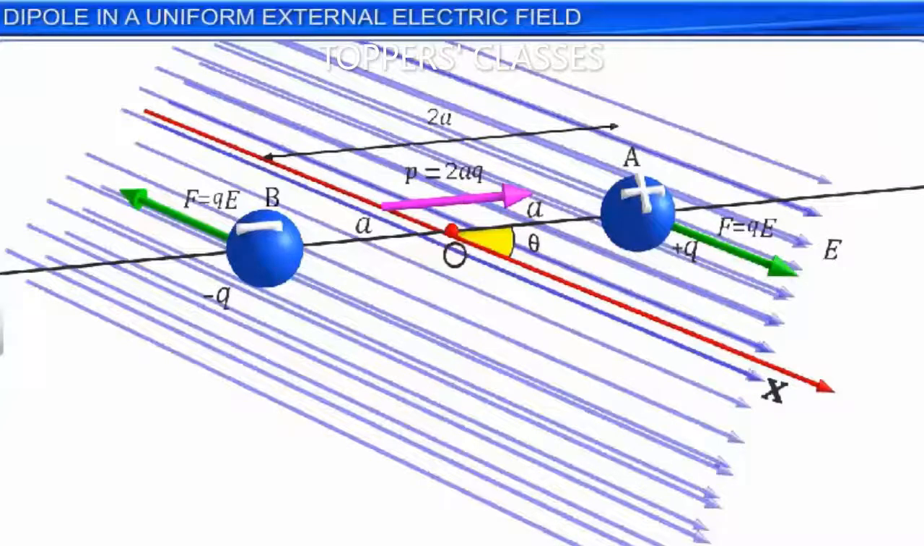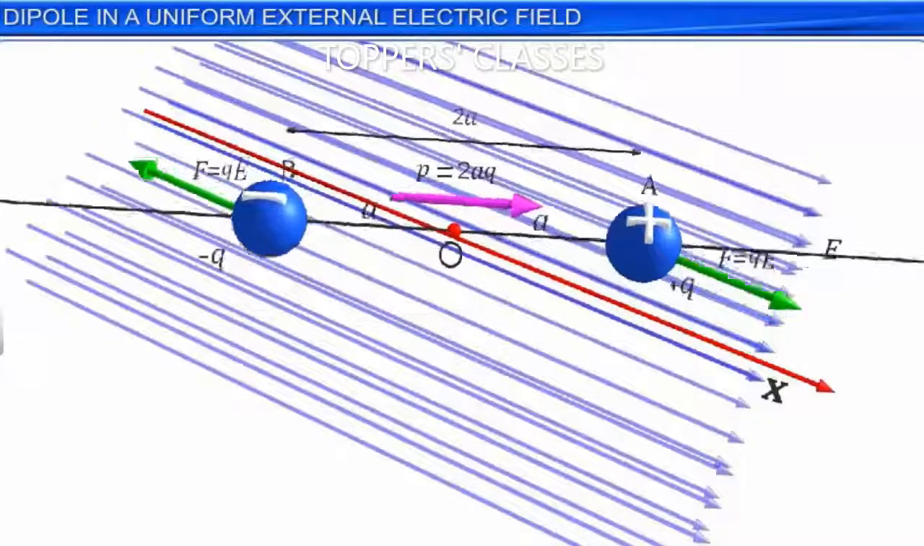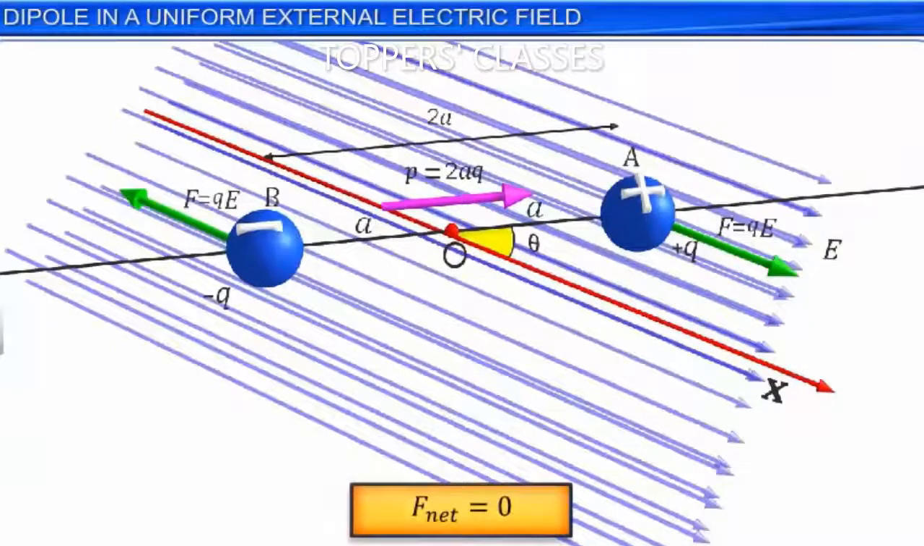We see that on the dipole there are two equal and opposite forces along different lines of action, and hence we can say that the dipole experiences a couple, which is the net torque on the dipole. This couple rotates the dipole until it is aligned with the direction of the external electric field. However, the net force on the dipole is zero, since it experiences equal and opposite forces. Since the net force on the dipole is zero, the couple on it is independent of the origin.